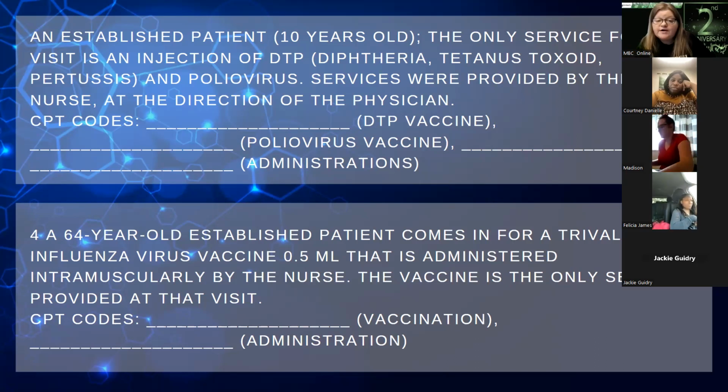All right, so for the poliovirus vaccine, since we use the 90460, our second one for the poliovirus is gonna be the 90461, which is each additional vaccine. So the only difference between 90461 and 90472 is the age, just so okay. Yep, it's just the age.